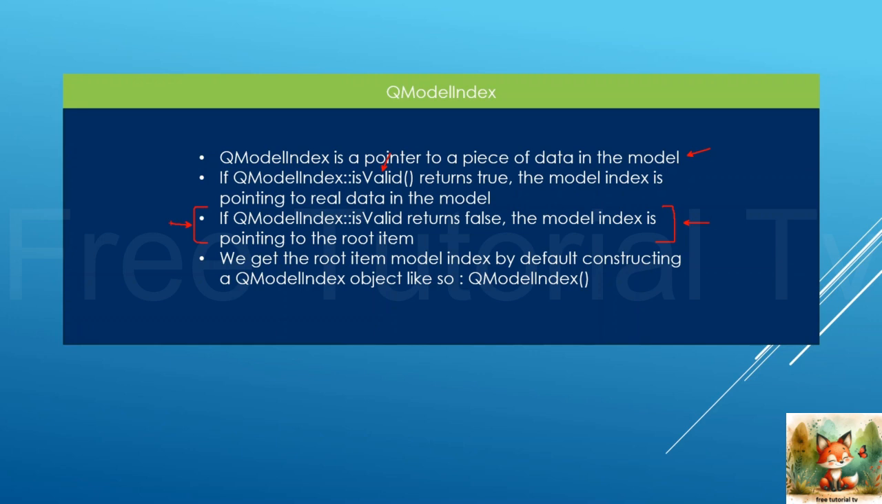For example, if you intend to read from a model index, it is actually a good idea to test and see if the model index is valid. If it's valid, it's going to be pointing to real data, and you can read data from it and do things with the data. But if it is invalid, it is the root item, and it is really not meant to be pointing to any data. So reading from the root index is really disastrous, and it is going to cause problems for your Qt application. Now you can get a root index by calling the default constructor like we already know.